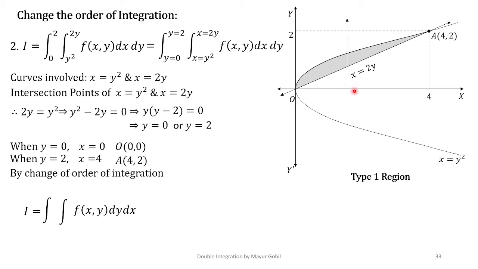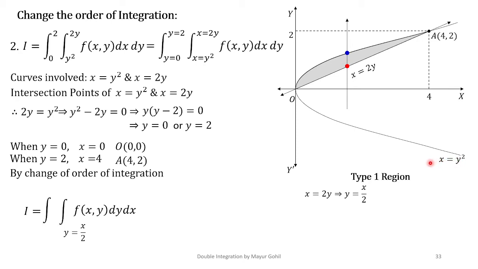So when I pass a vertical straight line, the entry point is the red dot, and the red dot is on the straight line. The straight line is going to have equation now as x equals 2y, which is already given to us. It will become y equals x by 2. So we get the lower limit as y equals x by 2. The exit point is on the parabola, the blue dot. Can you see that? So it's x equals y square.